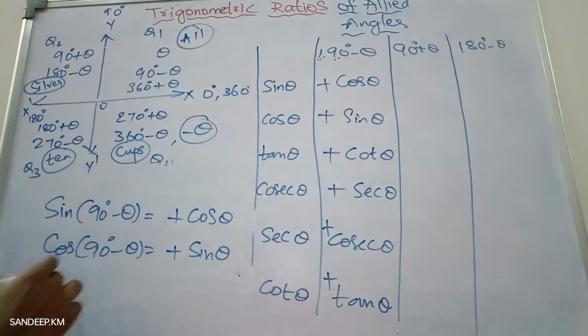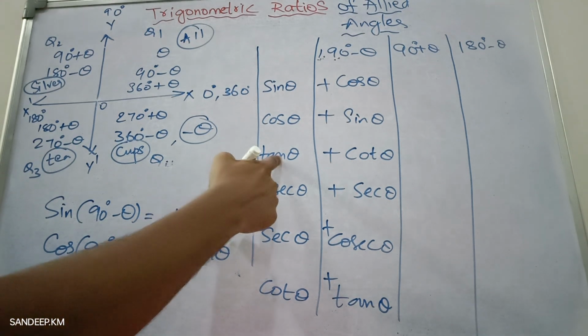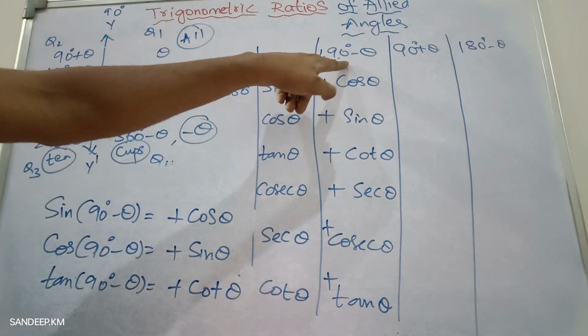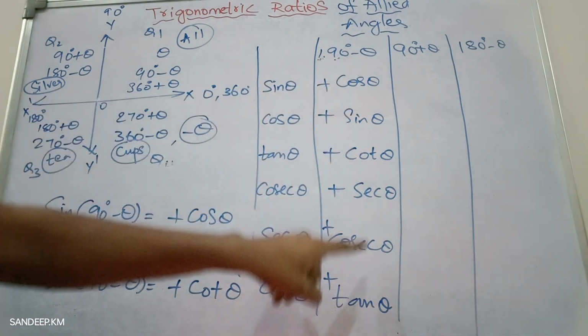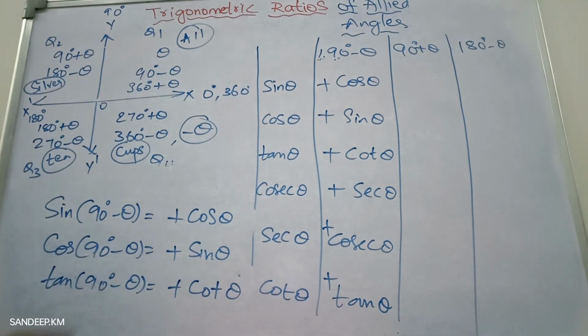Tan of 90 minus theta is equal to plus cot theta. Similarly, you can write cosecant of 90 minus theta is plus secant theta. Secant of 90 minus theta is plus cosecant theta. Cot of 90 minus theta is plus tan theta. So this is how you have to understand.